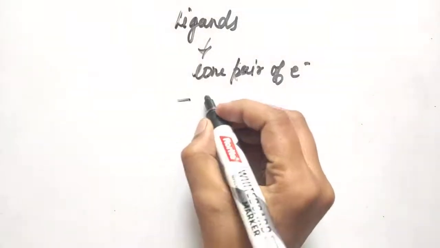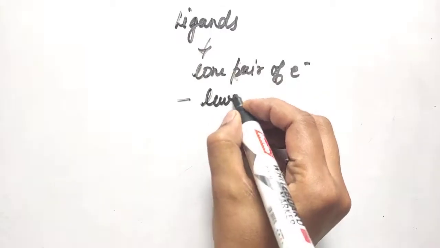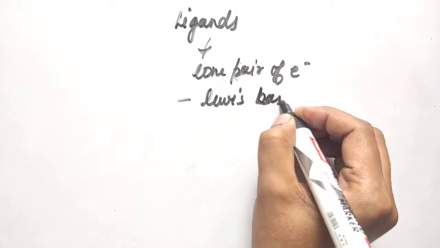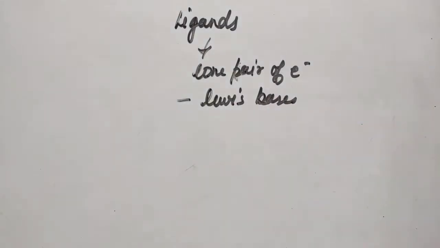So the lone pair is donated to the metal atom, and since the pair of electrons is donated, a coordinate bond is formed between the metal and the ligand. Ligands donate the lone pair, which means they are acting as Lewis bases. So all ligands are Lewis bases, whereas the central metal atom, which accepts the lone pair of electrons, acts as a Lewis acid.